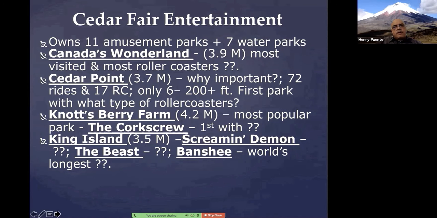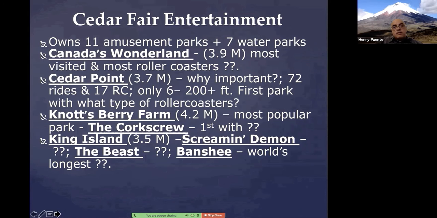So we have Canada's Wonderland, which attracted about 3.9 million visitors. It's a seasonal park. It is the most visited amongst Canadian parks. It also has the most roller coasters outside of the United States. It has 16. So most roller coasters outside of the United States. Please remember that.